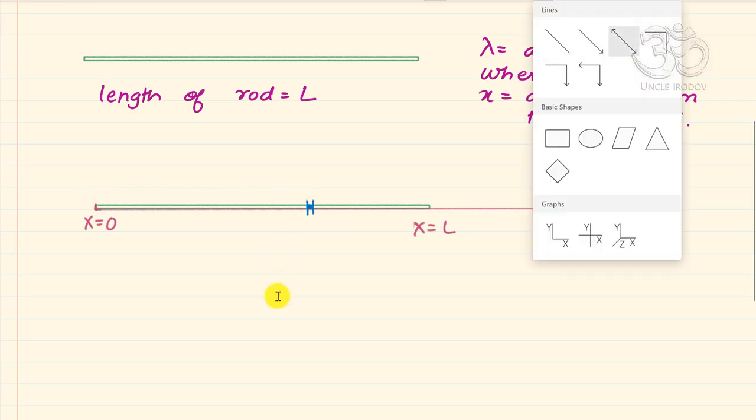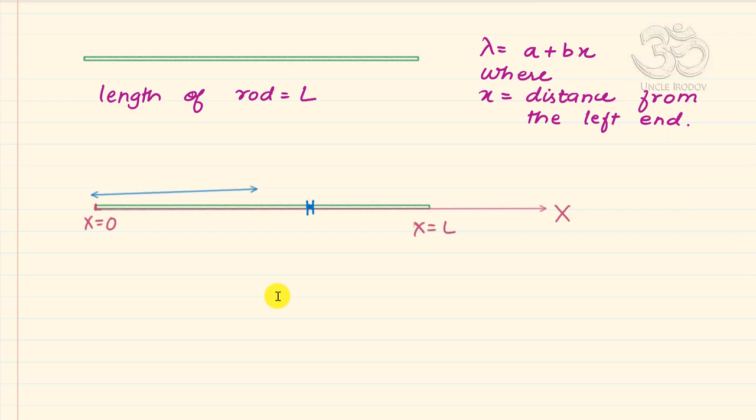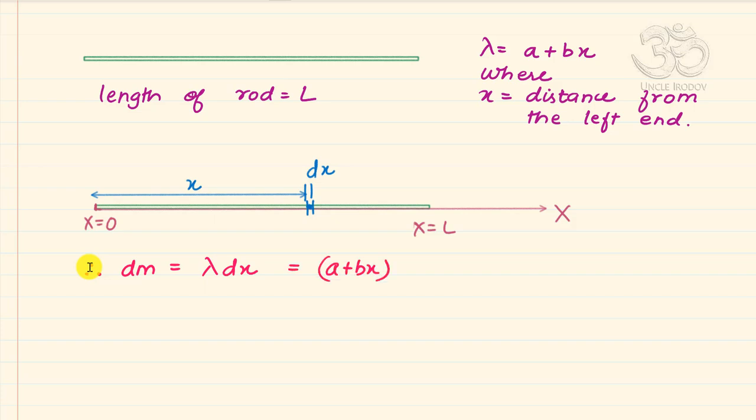So let's say that there is this blue element which is at a distance x from the left end, and the length of this element itself is dx. And that will help me to figure out its mass. So therefore, its mass is equal to mass per unit length, that is lambda, times its own length, which is dx, which I can say is (a plus bx) into dx.